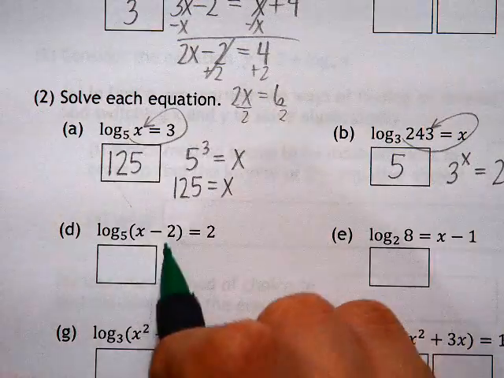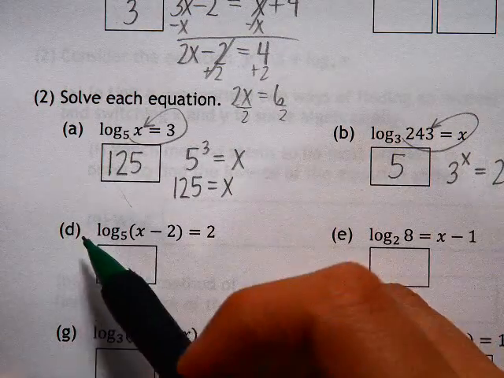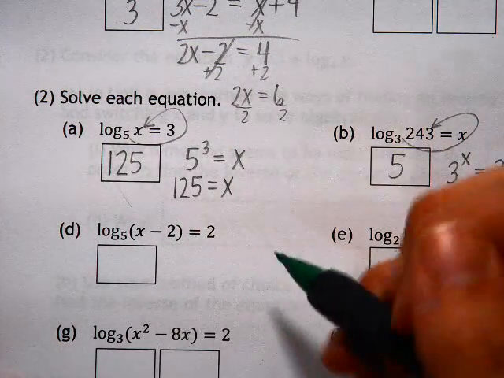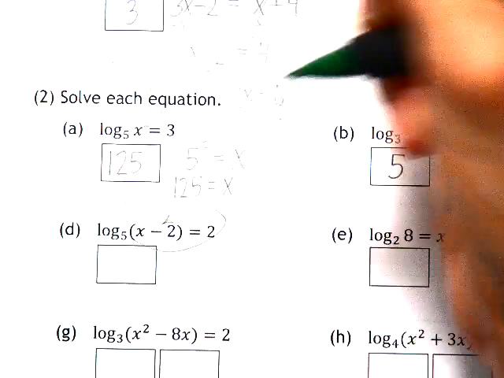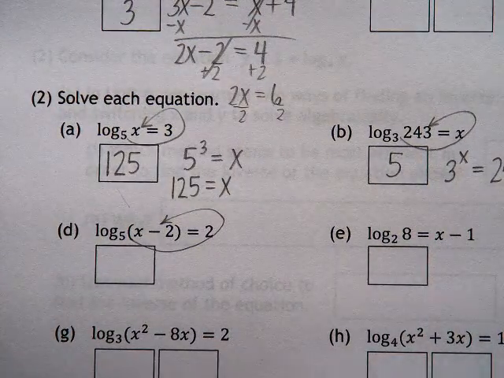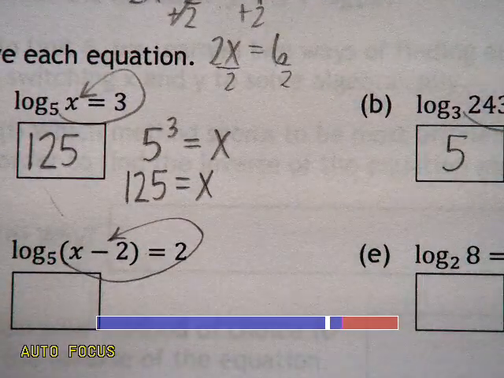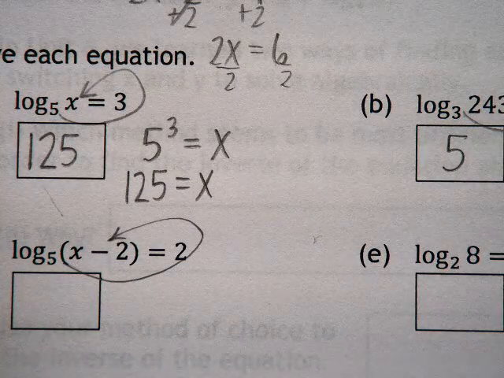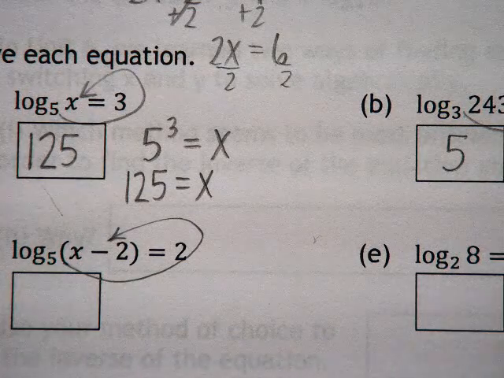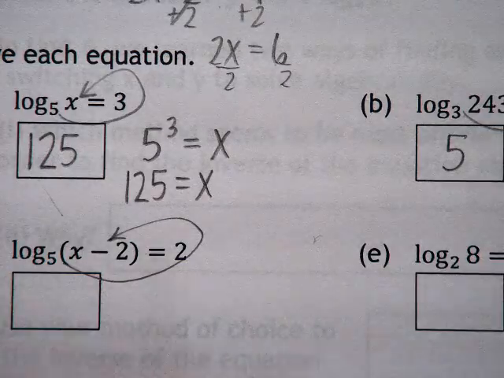In this question, just like with all the questions in the first row, we have one log on one side of the equation, which means the best way to deal with it is to write it in exponential form. If you kind of freaked out because you saw the parentheses there, then don't worry. Watch and see how this works out very similarly to the ones we did before.